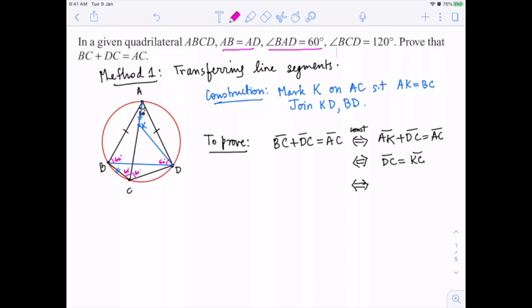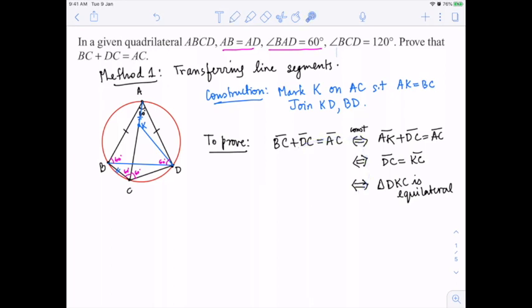Because of this additional fact reasoned in pink, we can further conclude that proving DC is equal to KC is what we need. Look at this triangle. We are asked to prove DC is equal to KC. But in this triangle, proving DC is equal to KC is equivalent to proving it's equilateral because the included angle is 60 already. So this is equivalent to showing triangle DKC is equilateral. So what we will prove is that triangle DKC is equilateral, but that is equivalent by this chain of logic to the statement BC plus DC is equal to AC.